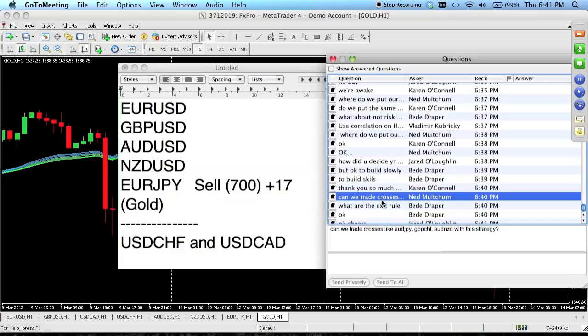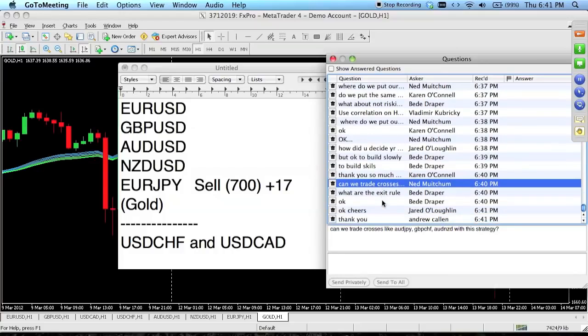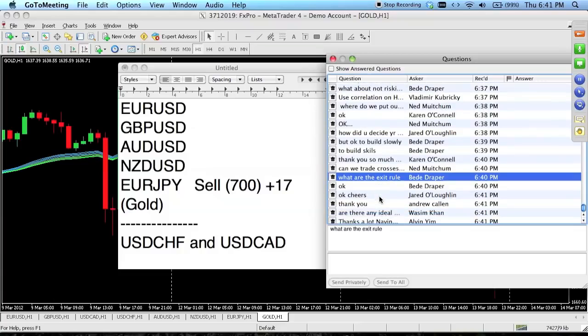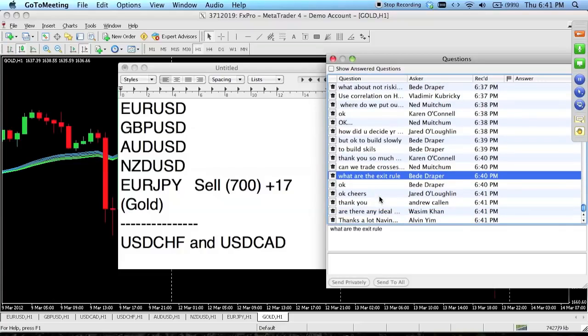Can we trade crosses? Yes, you guys can trade crosses as long as the spreads are not too big. What are the exit rules? The exit rules, obviously, once you exit the perfect trade, you exit everything else.